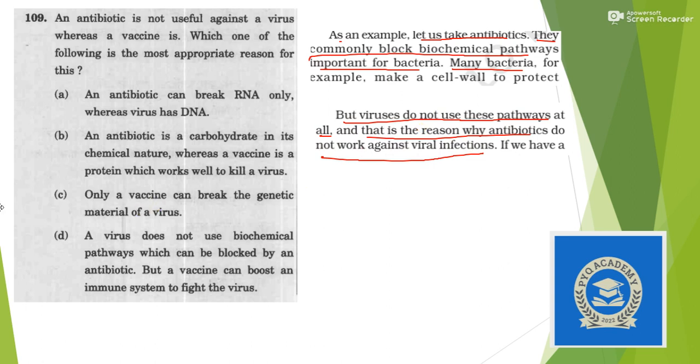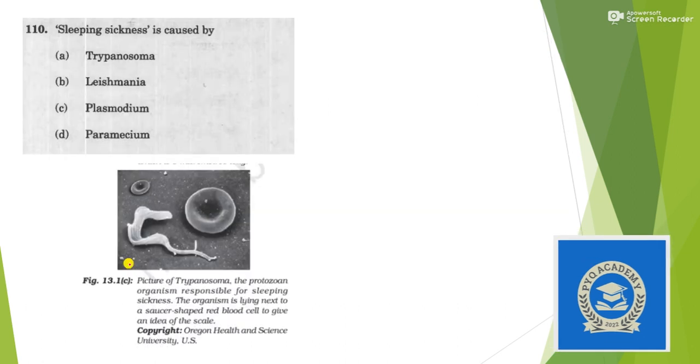So by going through these lines, our answer is option D. A virus does not use biochemical pathways which can be blocked by an antibiotic, but a vaccine can boost an immune system to fight the virus. Okay, let's move to the next question.